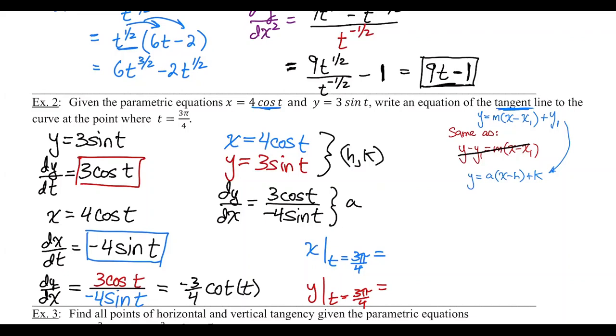All right, so 4 cosine of 3π/4. And then I'll need 3 sine of 3π/4. All right, cosine of 3π/4, so the unit circle, that's radical 2 over 2, negative radical 2 over 2.